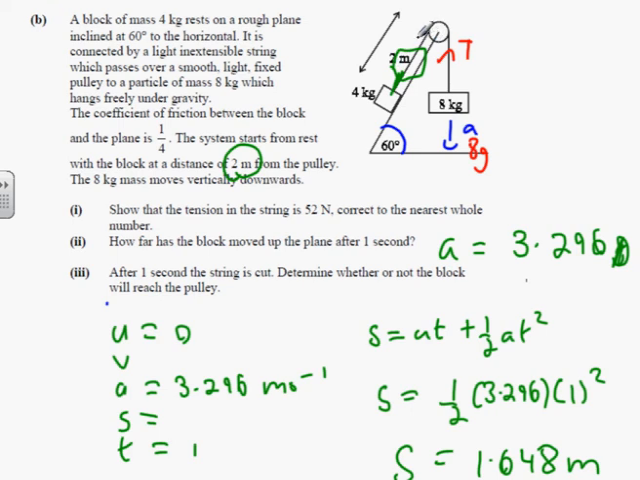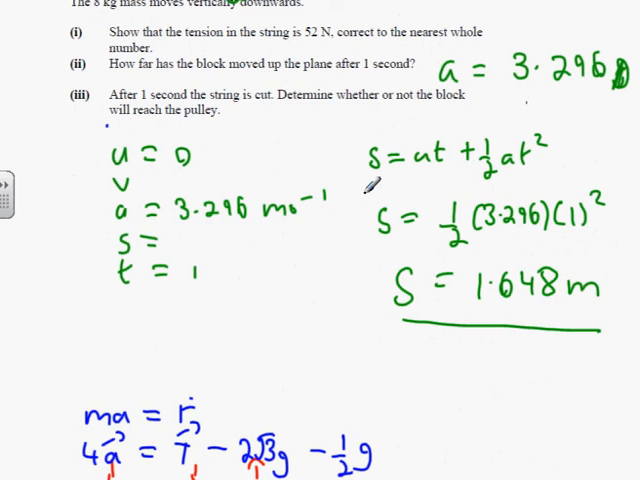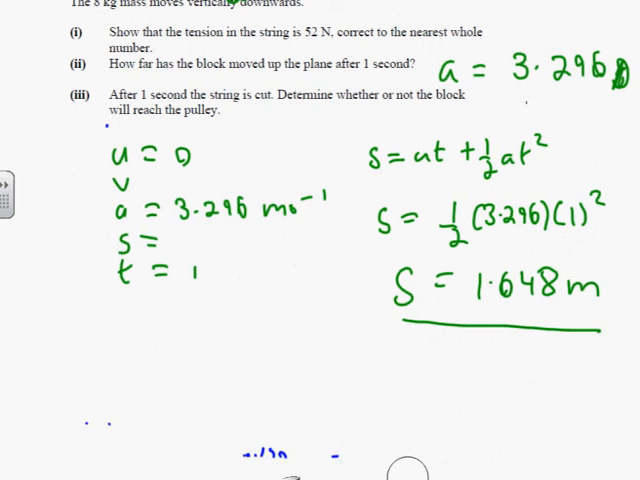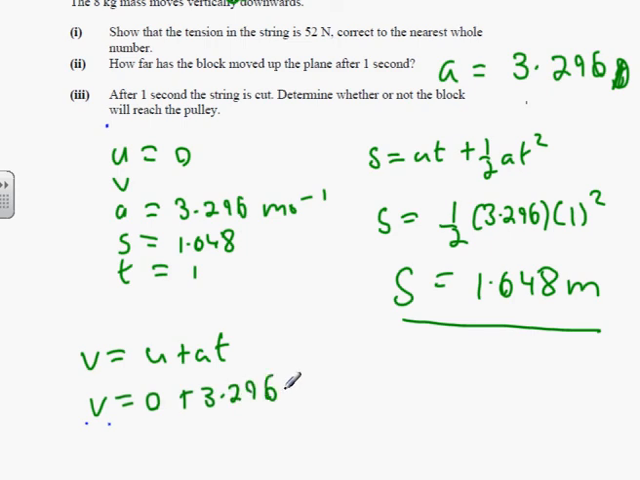All of a sudden, the tension is cut. So its forces have now changed. Okay, so what I'm going to do is find out how fast it was going just before it was cut. So before it's cut, I can do, with 1.648, v equals u plus at. v equals 0 plus 3.296 times 1. v is obviously 3.296.